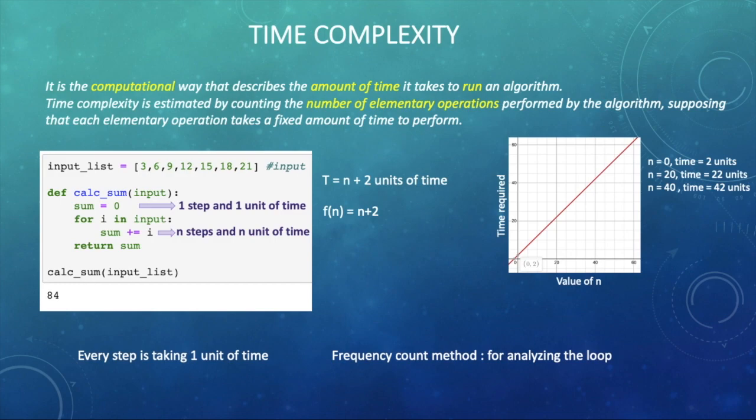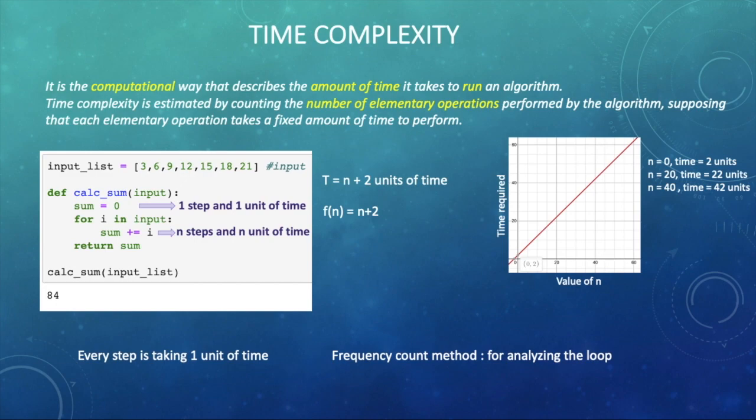Similarly, if n is equal to 40, we can say that it will get executed in almost 42 units of time. Again, I am highlighting these are just estimations and not the actual values. But in reality, something similar would happen. I hope that is clear to all of you.